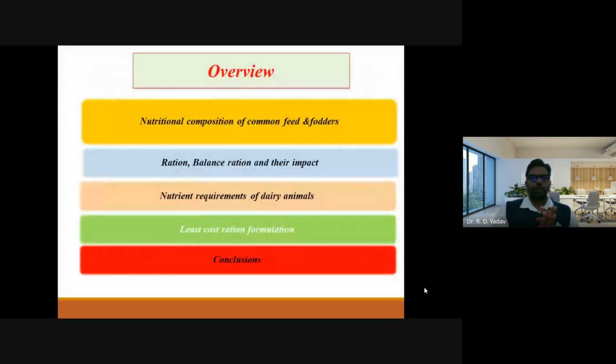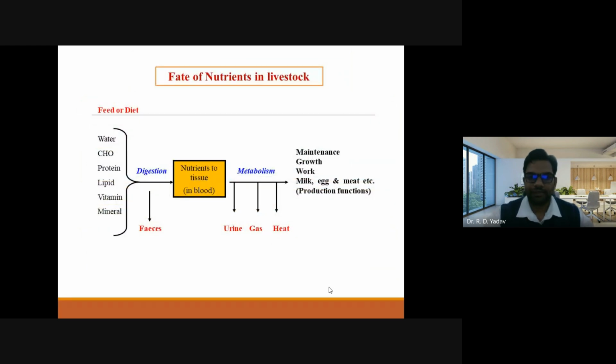So this is the overview of my presentation. We will deal with the nutrient composition of common feed and fodders, ration, and what is a balanced ration, their impact, and nutrient requirement of dairy animals. Then the main topic, least cost ration formulation, and the conclusions. So I will start with the very basics.